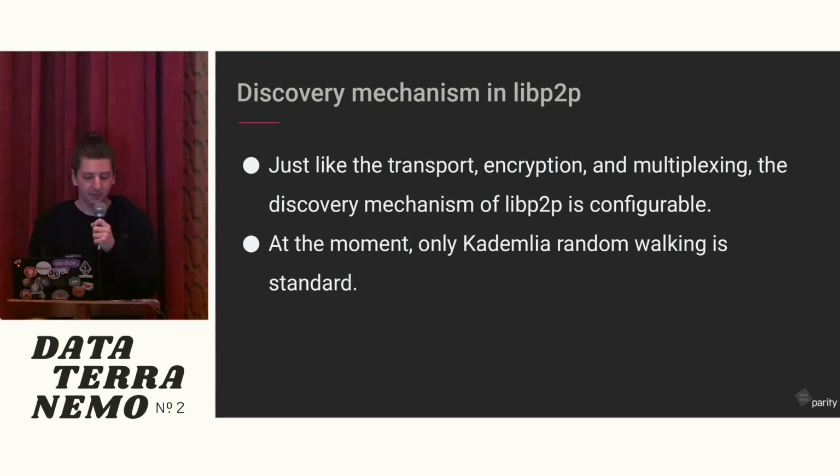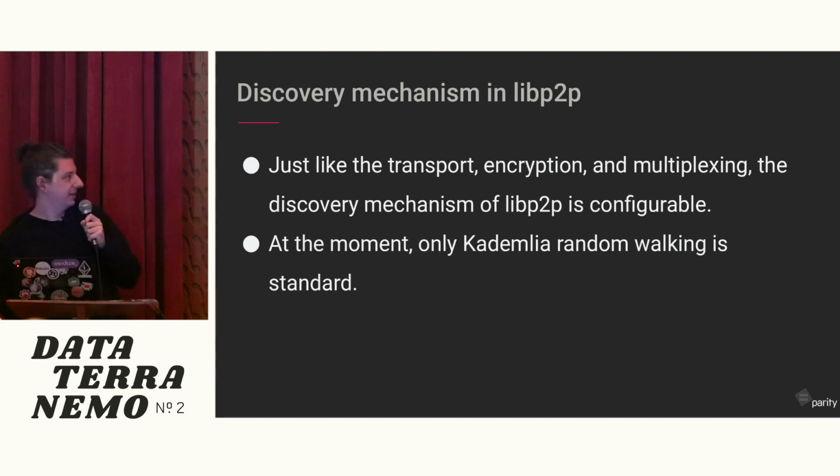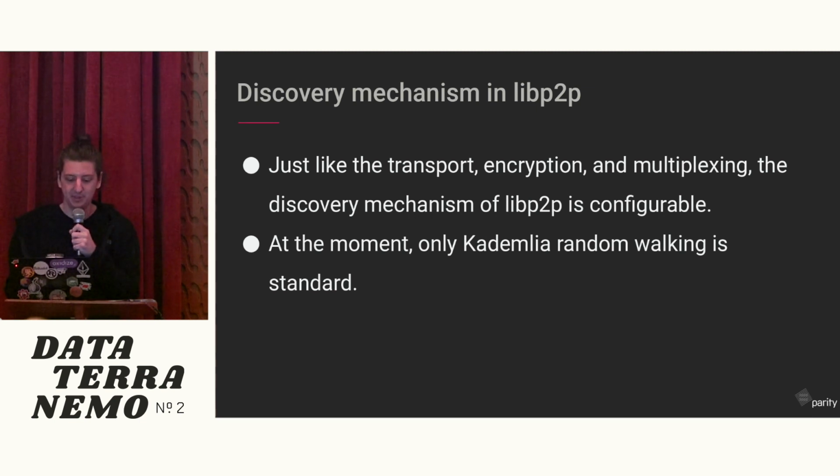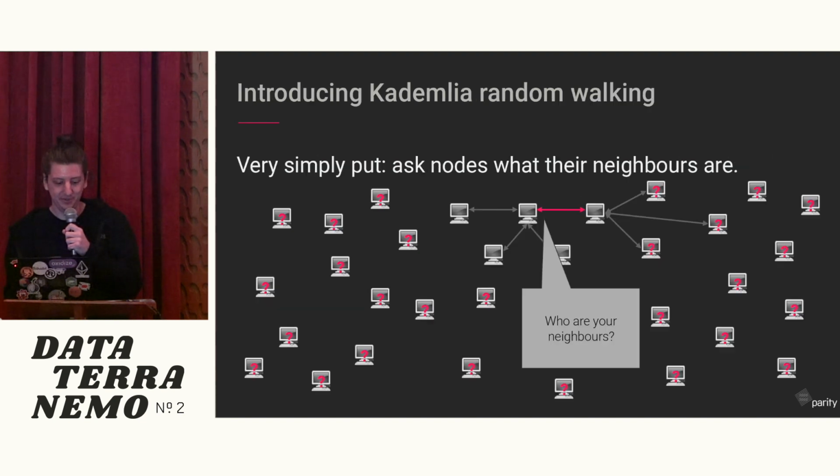Similarly to encryption and multiplexing, the discovery mechanism of libp2p is generic. You can plug your own. So right now we only support Kademlia random walking. But you can theoretically plug your own in Rust. More specifically in Substrate, we had a prototype of something like Brahms, which we could just plug in the design of libp2p, and that was just a prototype, but it showcases the flexibility of the thing. If you don't know Brahms, it's a simple discovery mechanism that's designed to be Byzantine resistant. You can Google that.